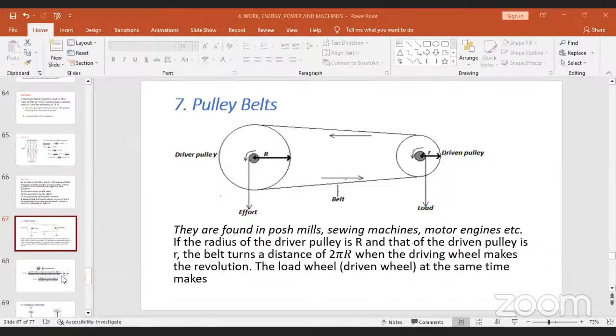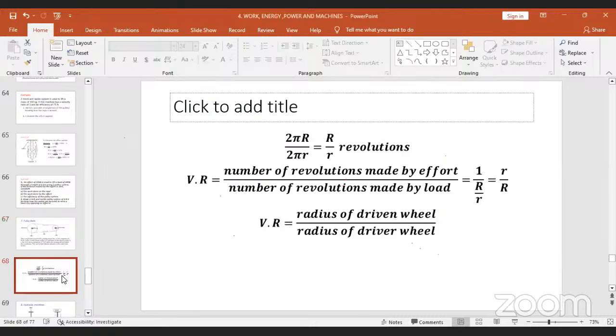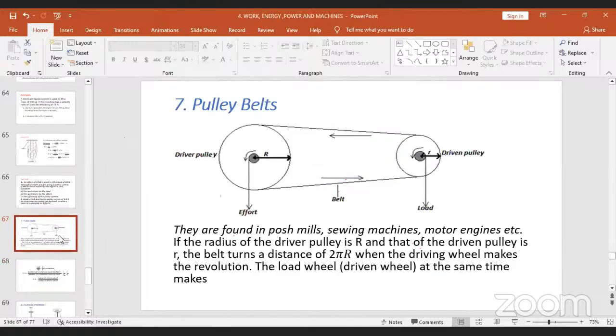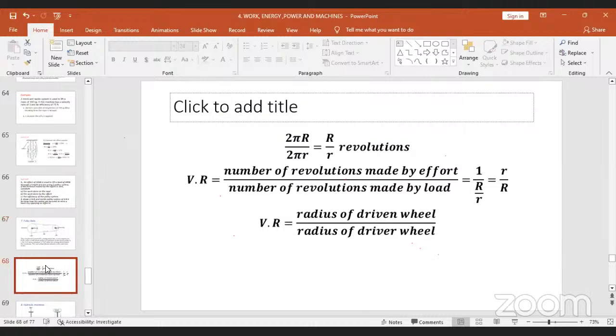And velocity ratio for a pulley belt is the number of revolutions. Remember, for a pulley belt, the effort is applied on the larger wheel, or the bigger wheel, and the load is attached to the smaller wheel. We have been given examples. They are found in posho mills, sewing machines, motor engines, etc. And that is how we determine the velocity ratio of a pulley belt.